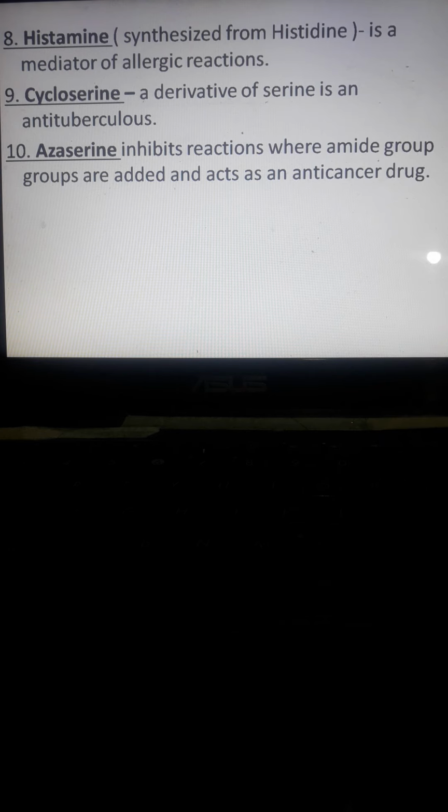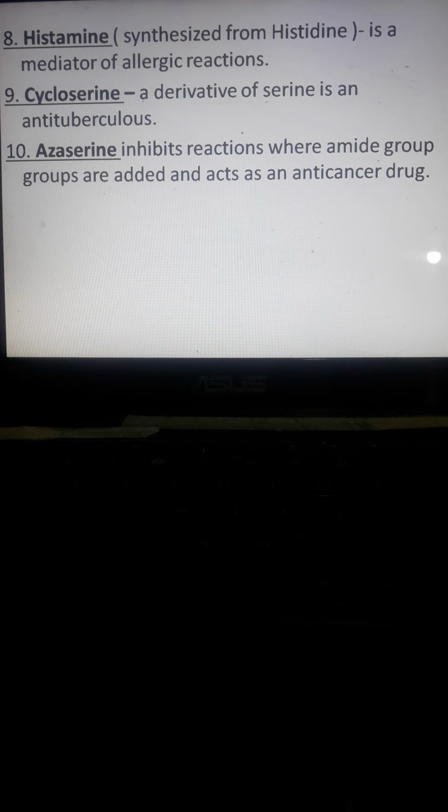To continue our discussions, we go now to histamine. Histamine is another less common amino acid synthesized from histidine. Histamine is known to be a neurotransmitter. It is a mediator of allergic reactions. Whenever there is an allergy, especially when a person is suffering from allergy, histamine is the one that triggers the allergy. It is synthesized from histidine.